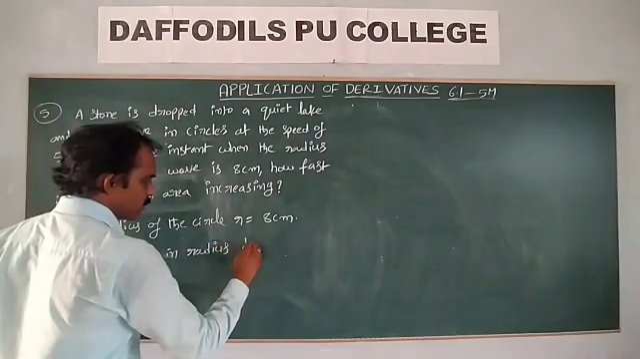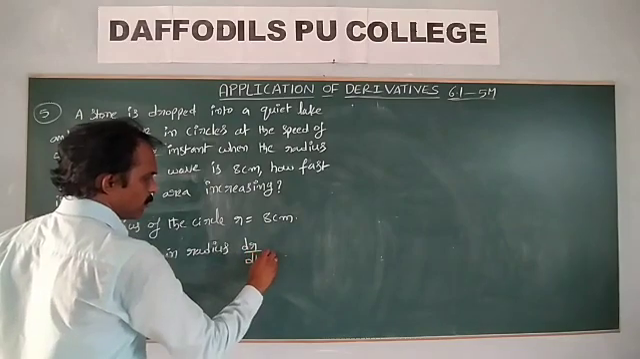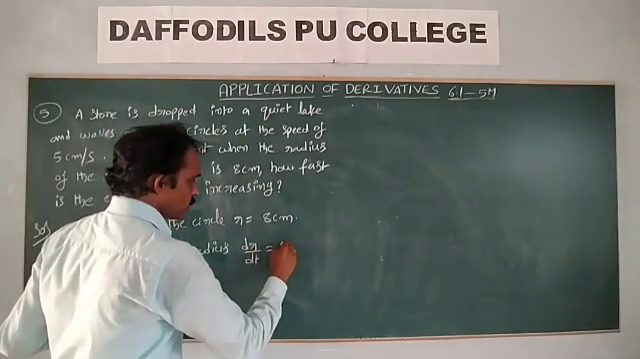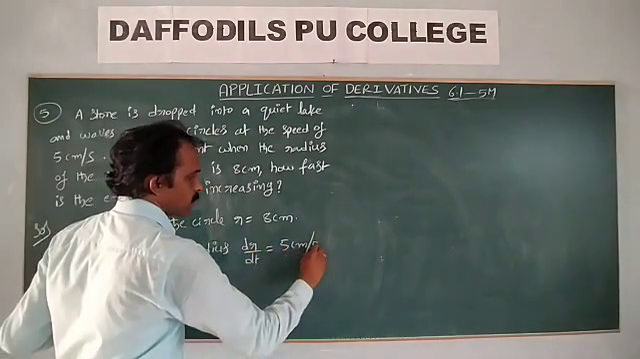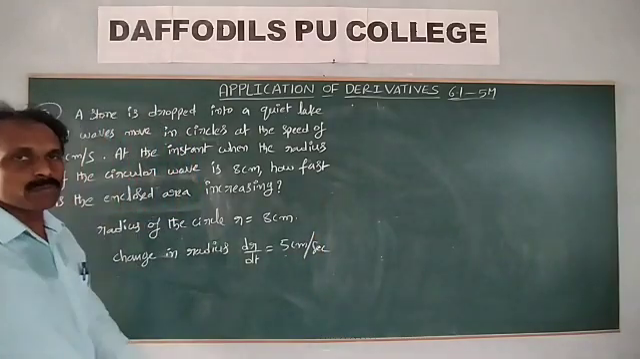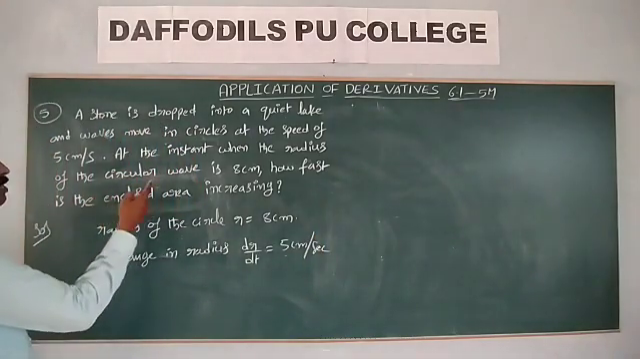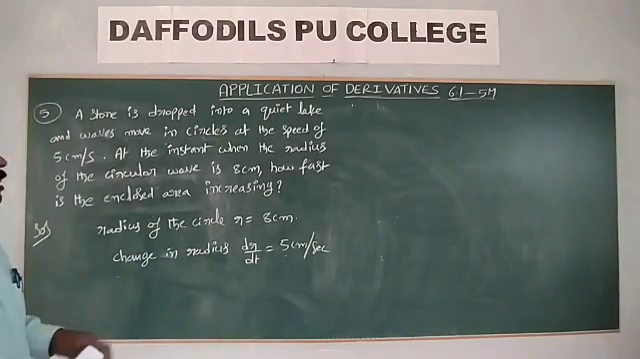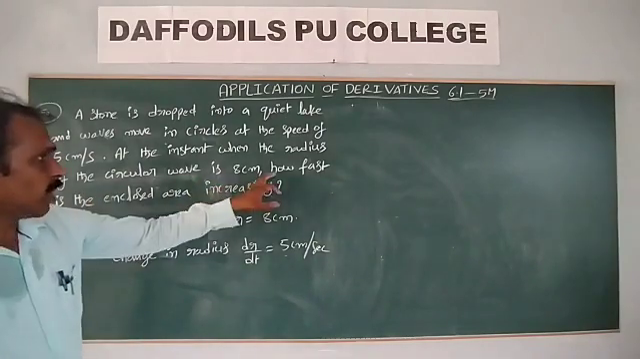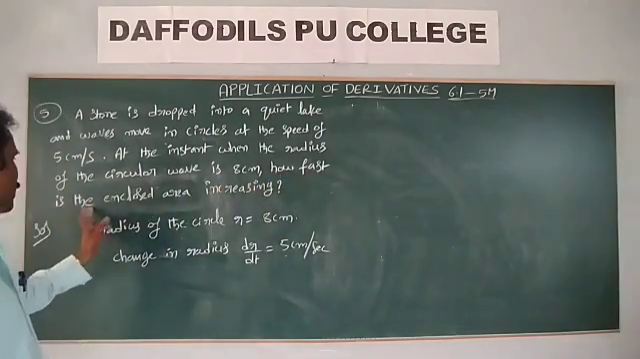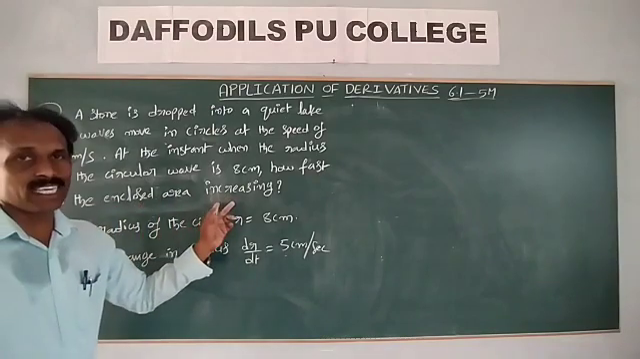Change in radius, dr by dt, is 5 centimeter per second. Next up, what will you find? How fast is the enclosed area increasing?